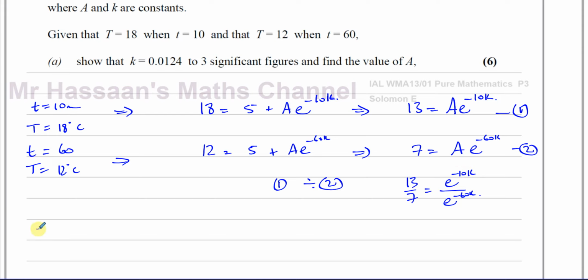Then I can use the law of indices. I can say this is like e to the power of minus 10k minus minus 60k, because we have the same base and we're dividing them, so we can subtract the indices. This gives minus 10k plus 60k, which is positive 50k. So we can say from here that 13 over 7 is equal to e to the power of 50k.